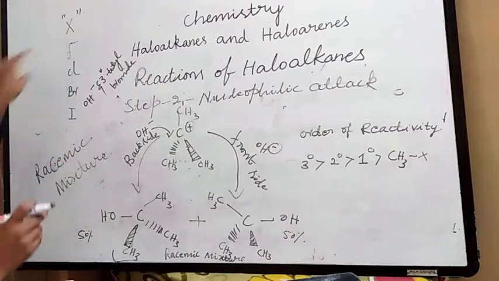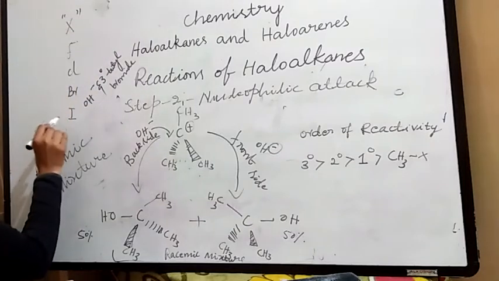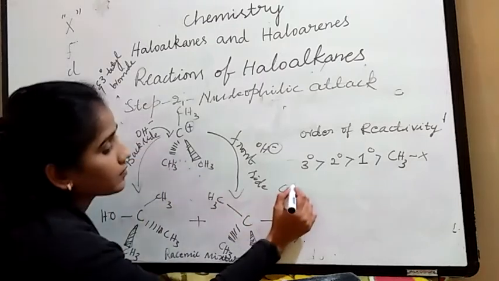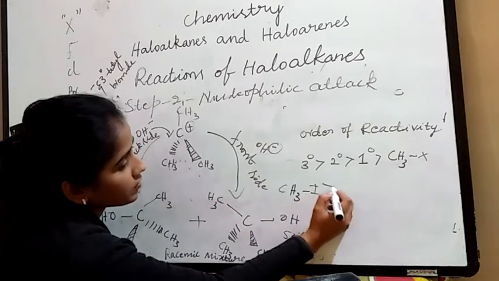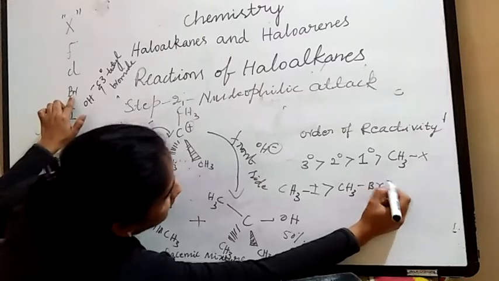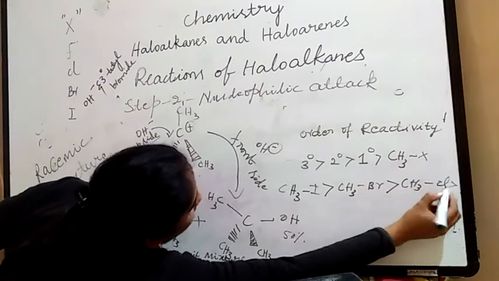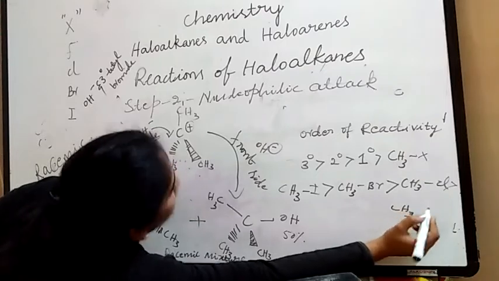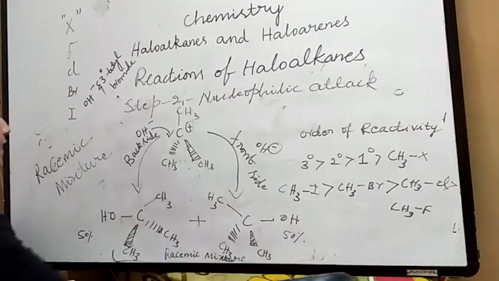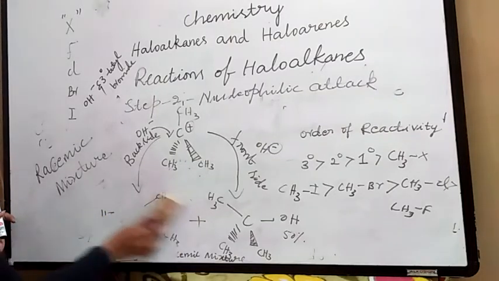As I told, the order of reactivity is always the same. CH3 I is greater than CH3 Br, and it is greater than CH3 Cl, and it is greater than CH3 F, fluoride. So this is the order of reactivity, and this is about the SN1 mechanism.